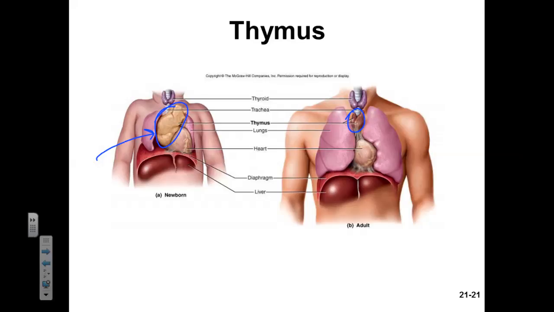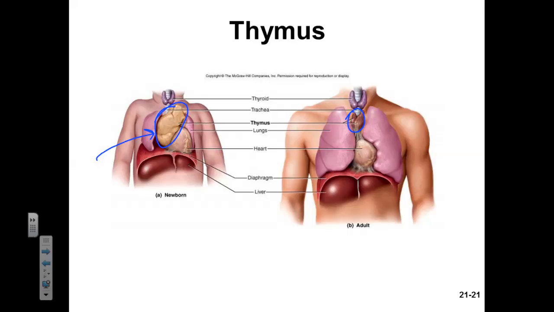Okie dokie. Well, let's pause for a moment. Why would an infant need to have such a large thymus? Structure equals function. There's got to be a reason it's so big. Well, the function of a thymus is to activate or mature T cells, to make T cells immunocompetent. Okay. So what's the reason that it's so big?